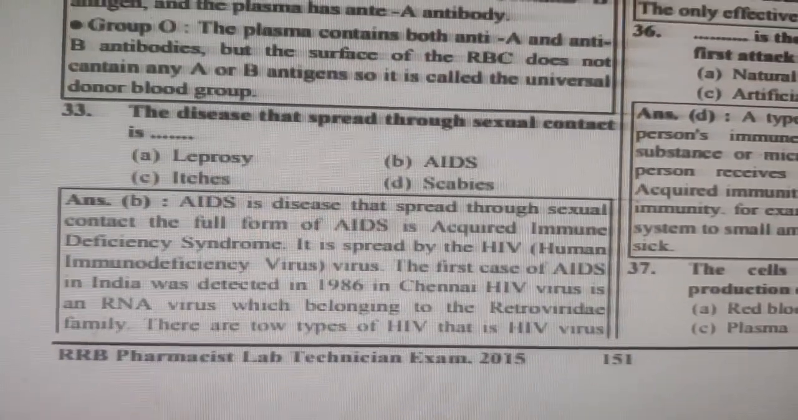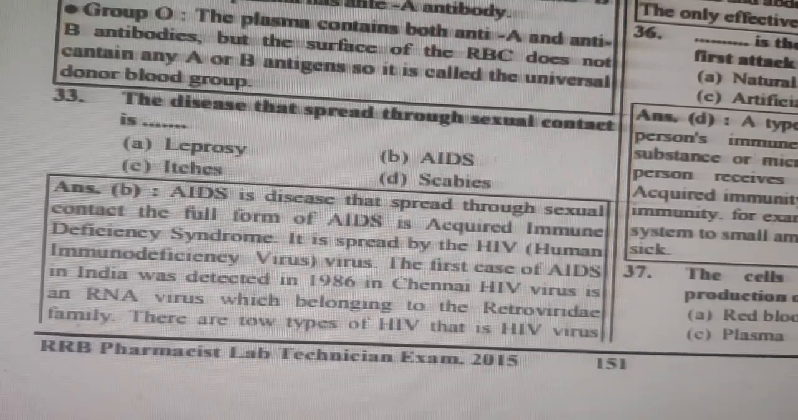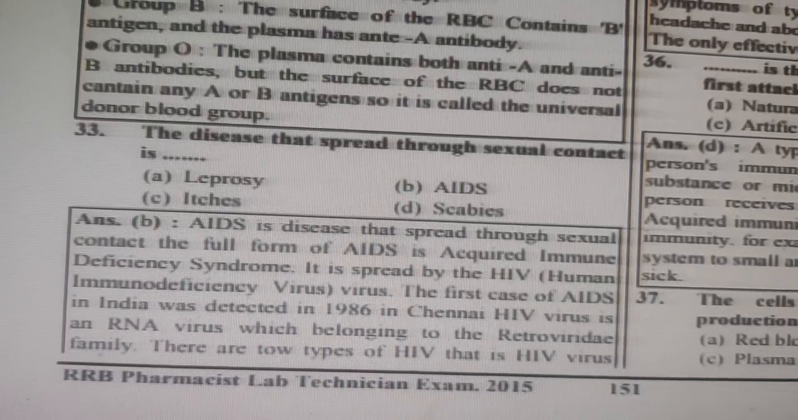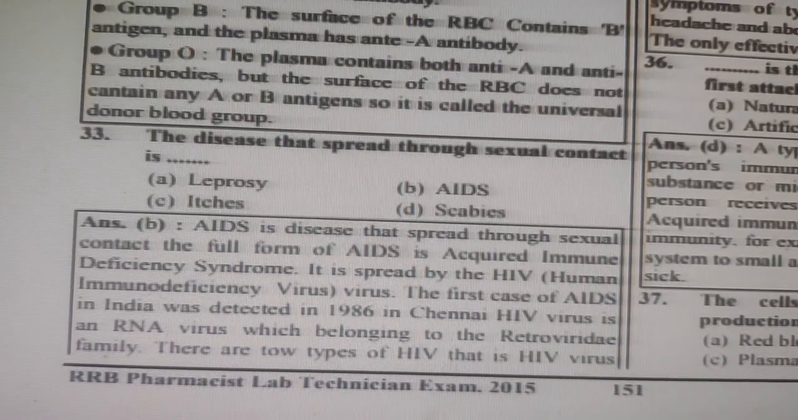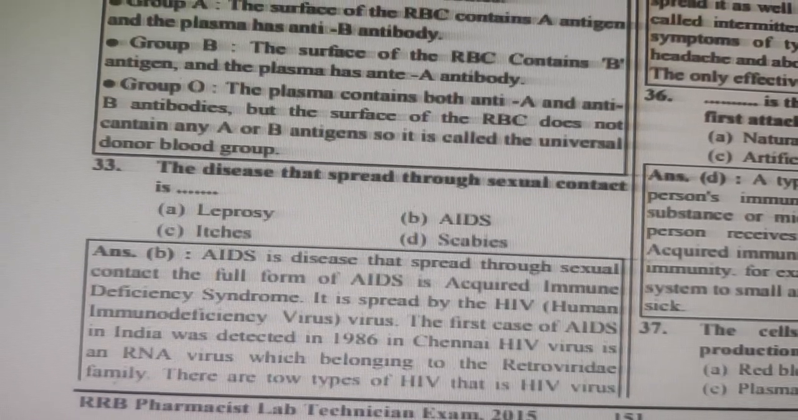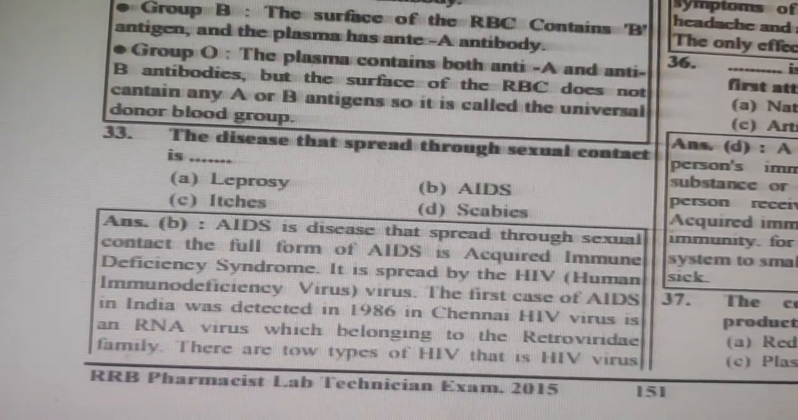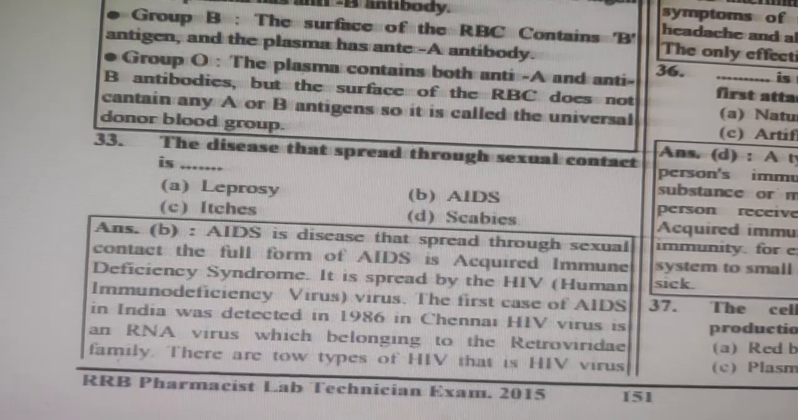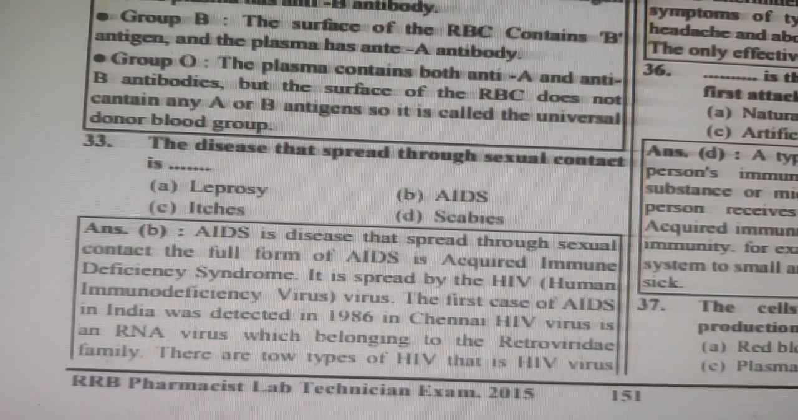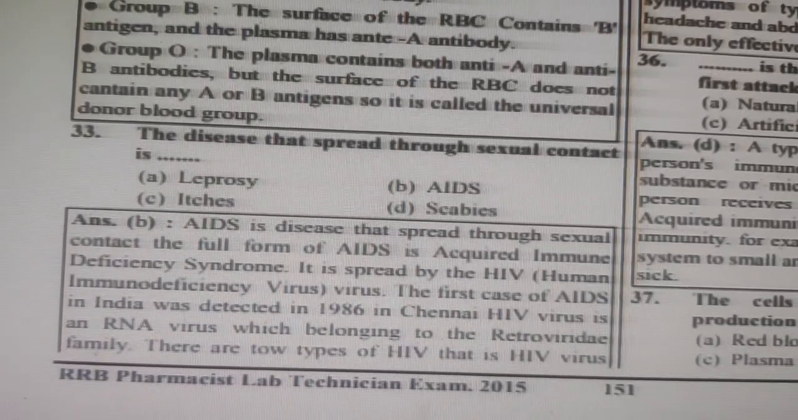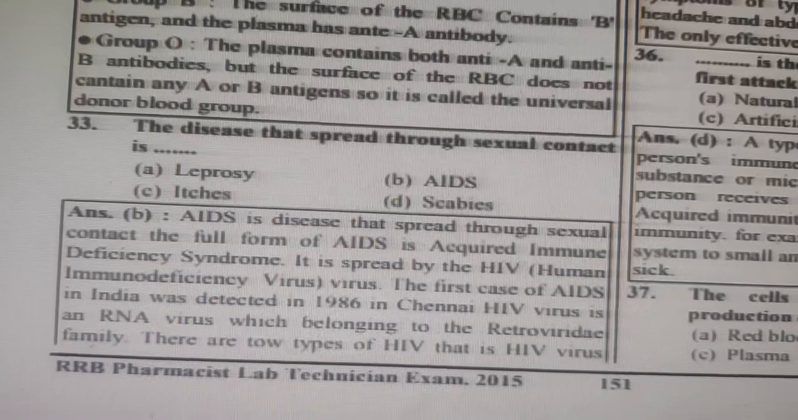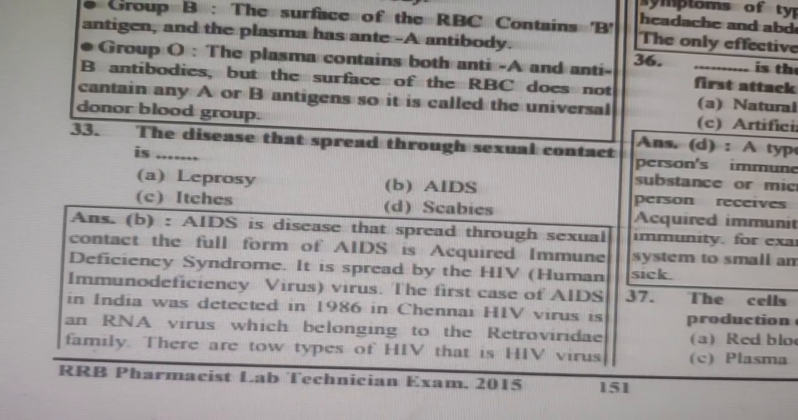The disease that spreads through sexual contact is option A leprosy, option B AIDS, option C itches, option D scabies. Option B is the right answer. AIDS is a disease that spreads through sexual contact. The full form of AIDS is acquired immunodeficiency syndrome. It is caused by HIV, human immunodeficiency virus. The first case of AIDS in India was detected in 1986 in Chennai.